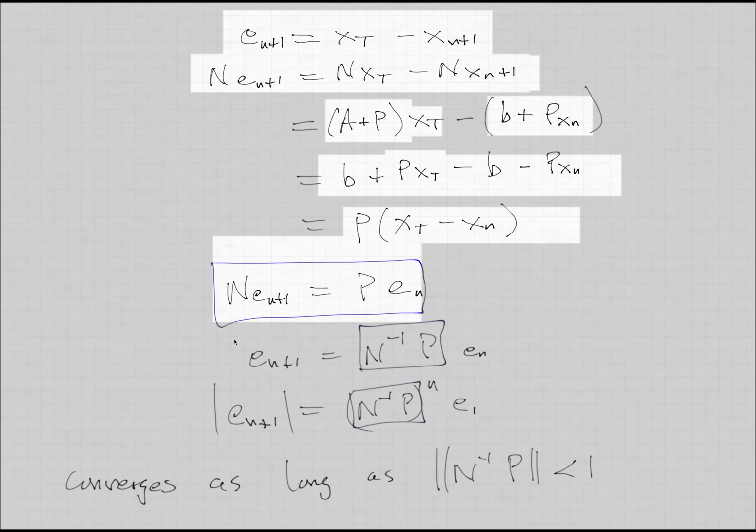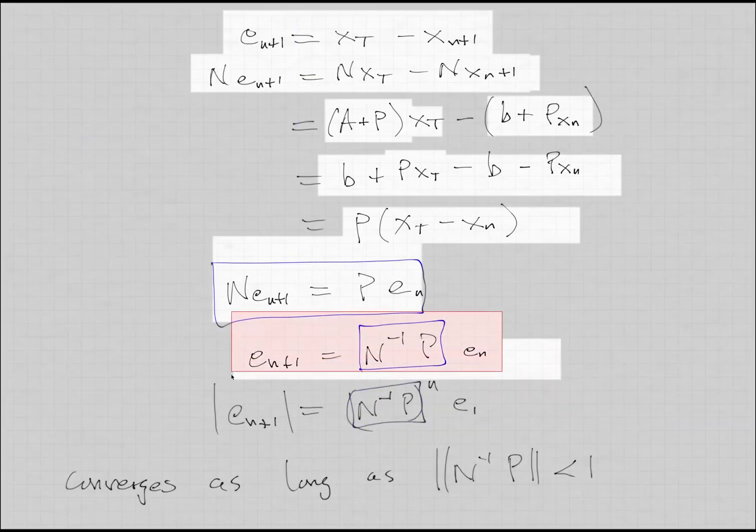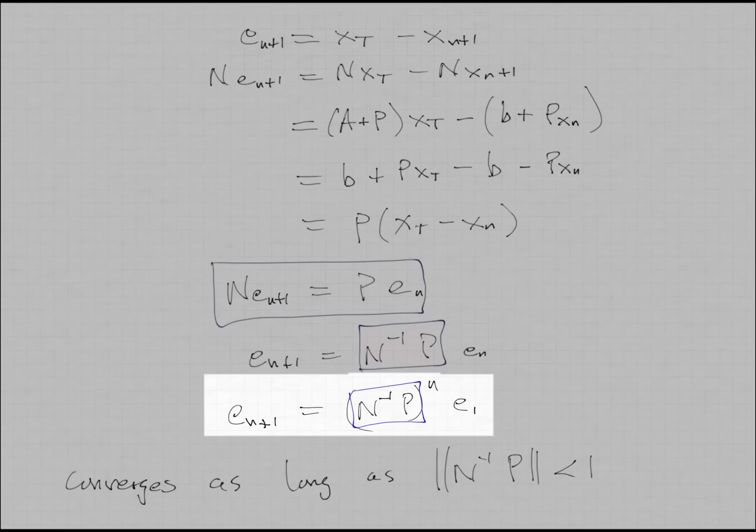Multiplying through now by N inverse, we get this relationship between the errors at successive iterations. The error at iteration n plus 1 is N inverse times P times the previous error at level n. So you can see that every time we do this, we multiply the previous error by N inverse times P.